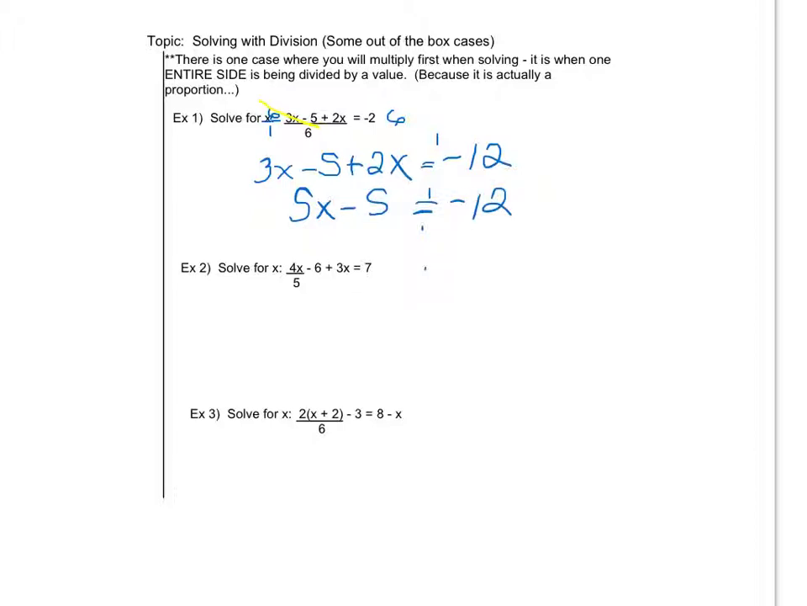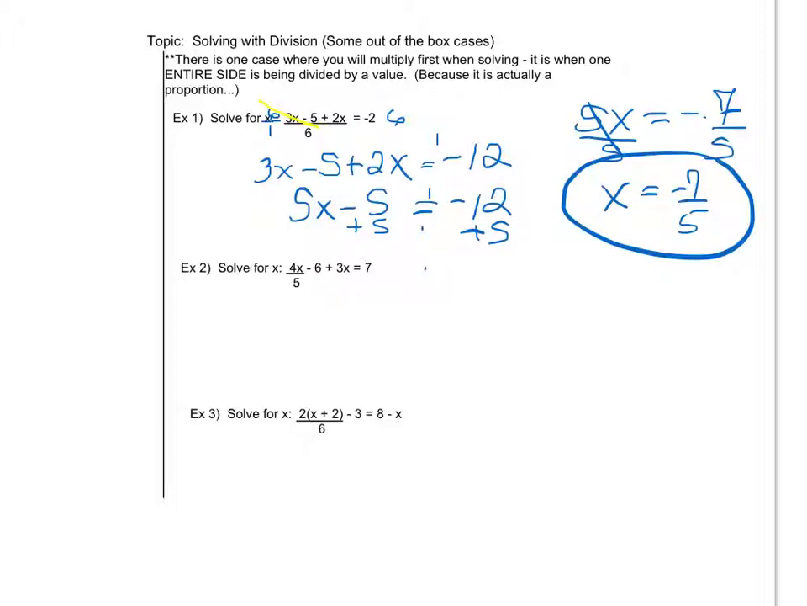Notice that when I'm working on one side, I don't change any signs. I'll get rid of add or subtract, so anything that's not attached to the variable, this minus 5, I'll add 5 to get rid of that. Then I end up with 5x equals negative 12 and positive 5 is a negative 7. Divide by 5 to get x by itself. My 5's cancel and I get x equals negative 7 over 5.